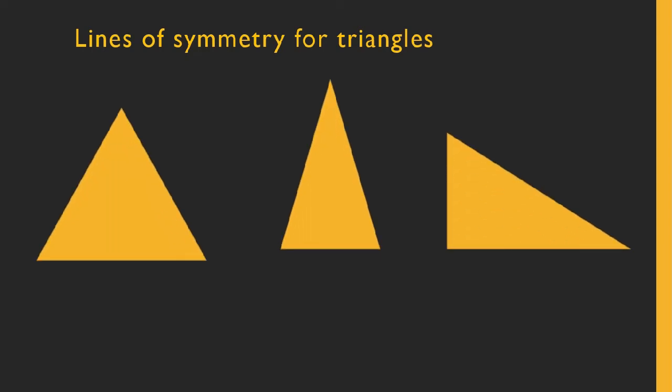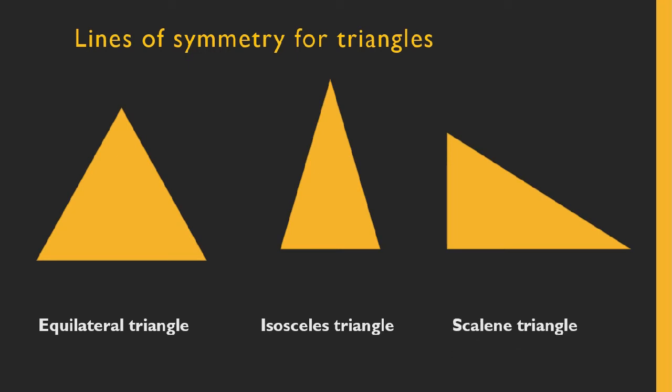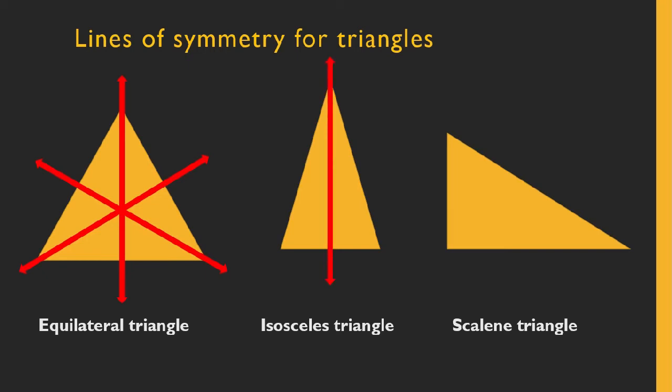Now we will study lines of symmetry for triangles. Here I have 3 types of triangles. An equilateral triangle, an isosceles triangle, and a scalene triangle. So the equilateral triangle, I can fold it 3 times. So I have 3 lines of symmetry. In the isosceles triangle, I can draw only one line of symmetry. And in a scalene triangle, I can't draw any lines of symmetry. So for equilateral triangle, I have 3 lines of symmetry. For isosceles triangle, I have 1 line of symmetry. For scalene triangle, I don't have lines of symmetry.